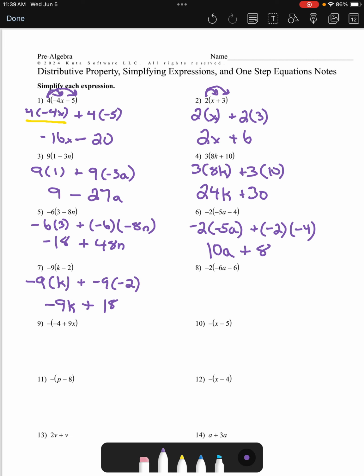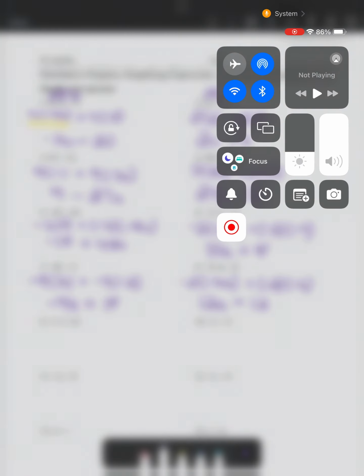Last example for today, we are taking a negative 2 and distributing it to a negative 6a minus 6. So we have our negative 2 being given to negative 6a with multiplication, and we have our negative 2 being given to a negative 6 with multiplication. And as before, double negative in the first half means we have a positive value, and 2 times 6a is 12a. We also have a double negative on the back end of this problem, so it will be another plus, and 2 times 6 is 12.